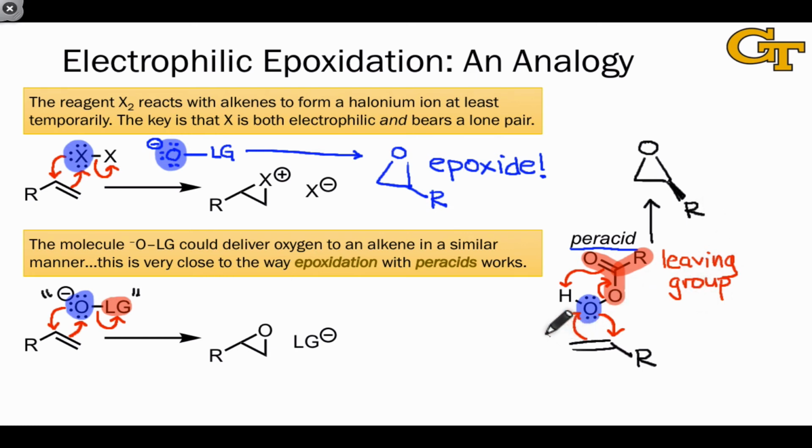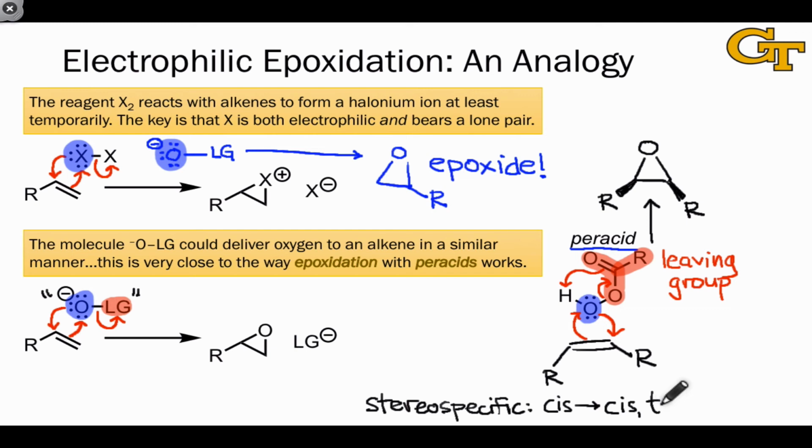For example, if the starting alkene is trans, let's say we had another R group on the other carbon in a trans position, the product epoxide will also be trans. On the other hand, if the starting alkene is cis, say we had another R group in a cis position in the starting material, the product epoxide will also be cis. In this respect, this reaction is stereospecific. Starting with a cis alkene leads with 100% fidelity to a cis epoxide product, and starting with a trans alkene leads again with 100% fidelity to a trans epoxide product.